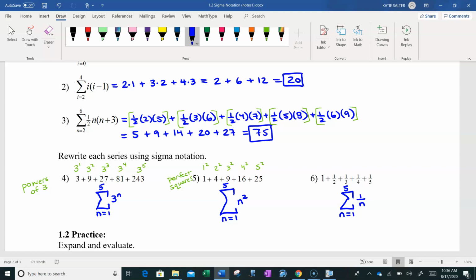Where the last one, if you kind of can rewrite that first part as 1 over 1, and then look, that would be 1 over 2, 1 over 3, 1 over 4, 1 over 5. We can see that formula is 1 over n, where n equals 1, and then it goes to 5.